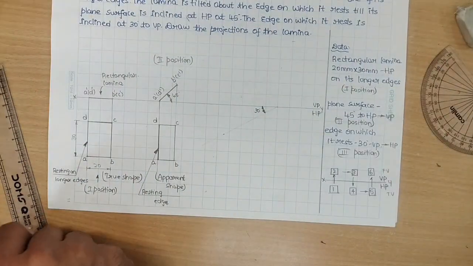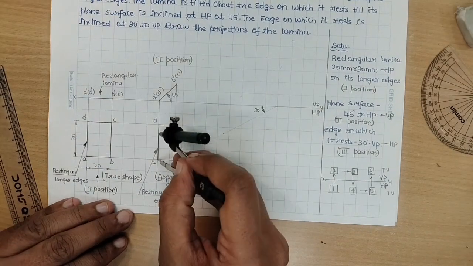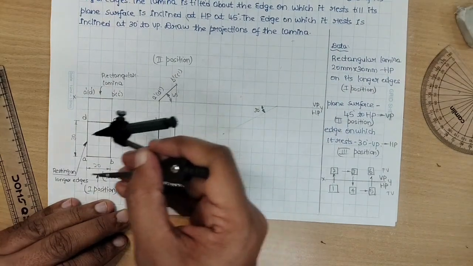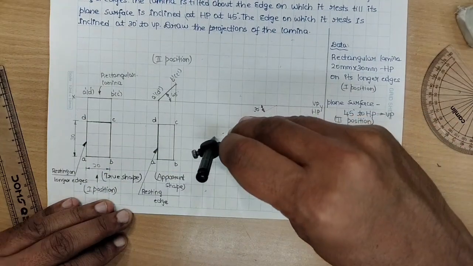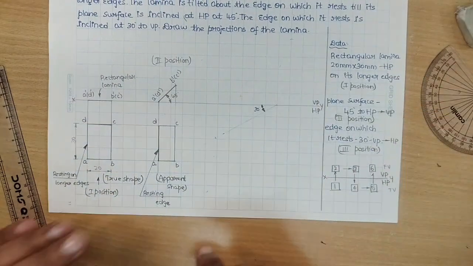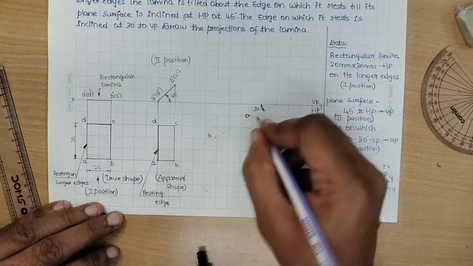Now, make use of compass. Check out the distance of A to D. We need not check out now. Why? Because this is sharp 30 mm as it is. This is unaltered. Anywhere on the 30 degree line, transfer the points. This would be the point A followed by this is the point D, or vice versa.